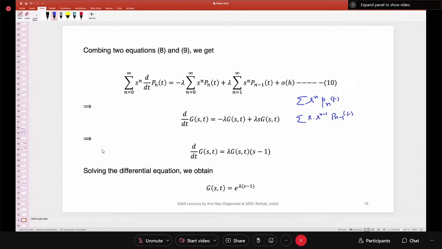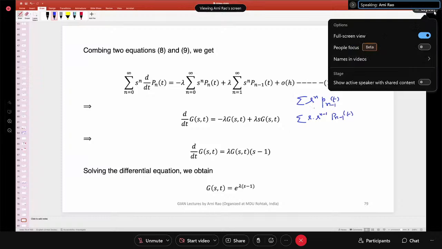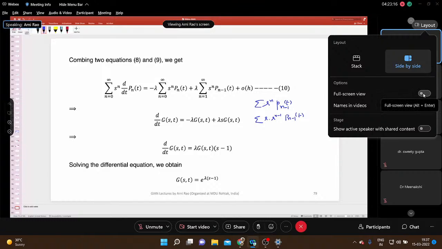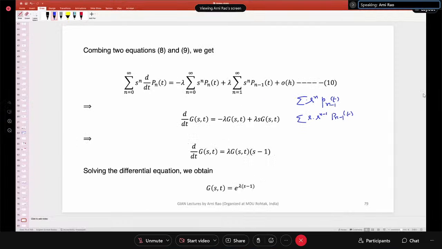Yes, we have this term here, Pn minus Sn. So s power n, you multiply by s and divide by s. If you multiply by s and divide by s, this becomes s power n minus 1. So this now is s power n minus 1 Pn minus 1 t, again in the GST form. If you take s out, this becomes lambda s GST.